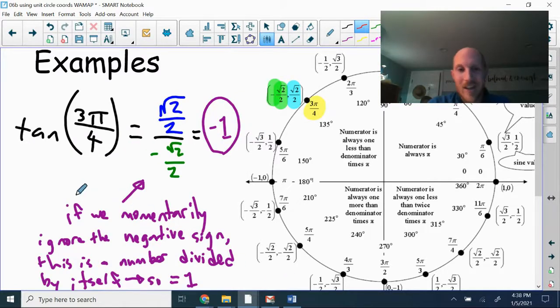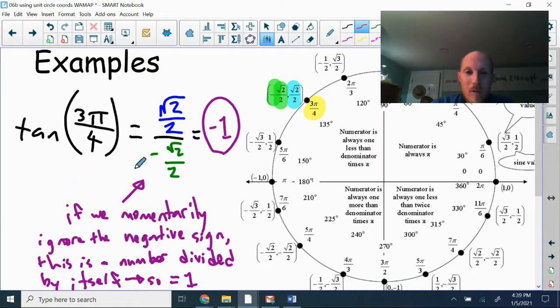All right, how about another tangent problem? So I've got tangent of 3 pi over 4. So I found 3 pi over 4 on the unit circle. I've highlighted my x-coordinate and my y-coordinate. And in this case, they're almost identical. So I've got radical 2 over 2 as my y-coordinate. That goes on top in blue. I've got negative radical 2 over 2 as my x-coordinate. That goes on the bottom of my tangent fraction.